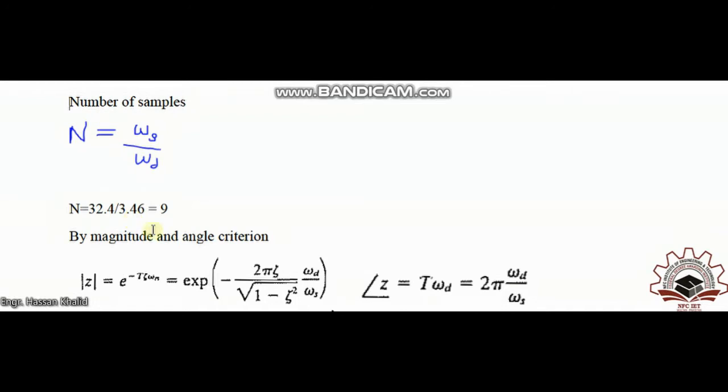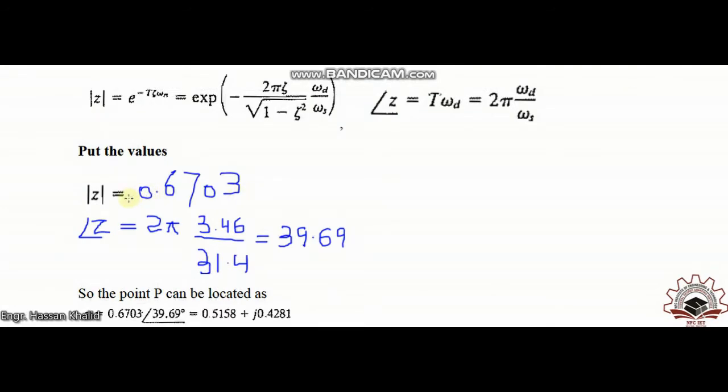So from the magnitude and angle criterion, we can now substitute the values to find the magnitude of the point that is to be placed in the unit circle, as well as the phase. So let's find out. Alright, after substituting and simplifying, we obtain the magnitude to be 0.6703. That means the point is lying within the unit circle, and the angle is 39.69 degrees. So the point P has been located in polar coordinates at 0.6703 with an angle of 39.69 degrees, and we can also convert it into rectangular coordinates, and it becomes 0.5158 plus j 0.4281, that's the imaginary axis.